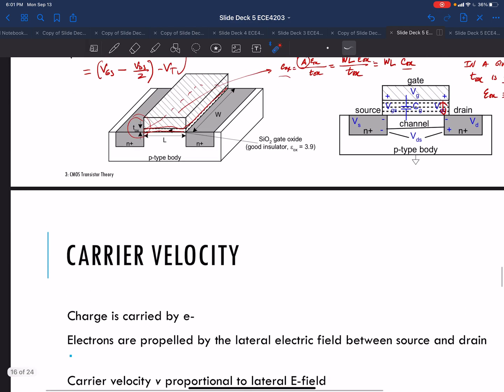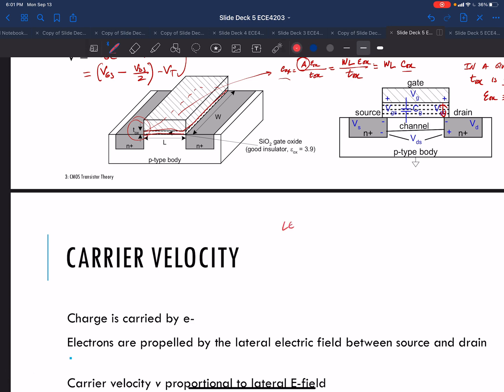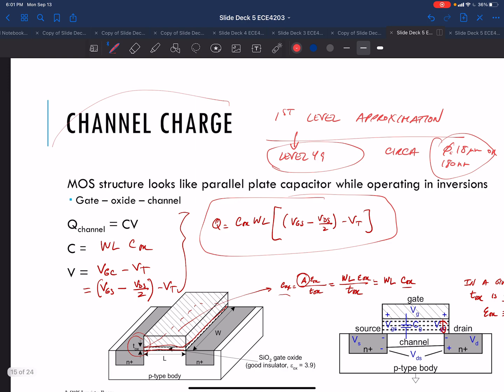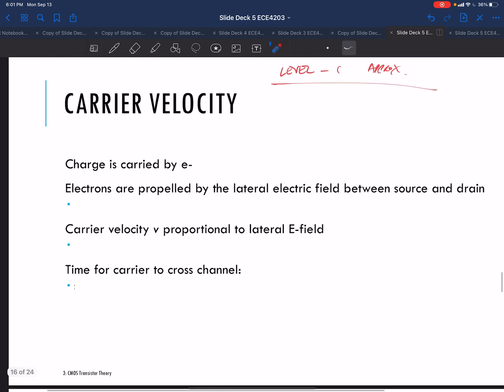Okay, but we're still on our level 1 approximation. I just wanted to make sure you know this is not the be all and end all of the calculation of current in a MOS channel, and in fact it's a very simplified model. Okay, so now let's move on to the time it takes for the charge to go across. Again, we're trying to figure out current as charge divided by the time it takes to go across the channel. So let's look at how long it takes the charge to go across the channel.